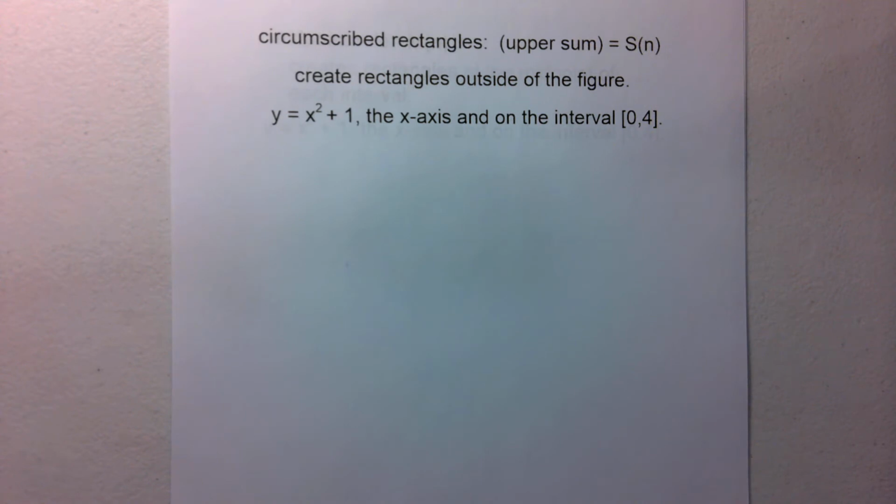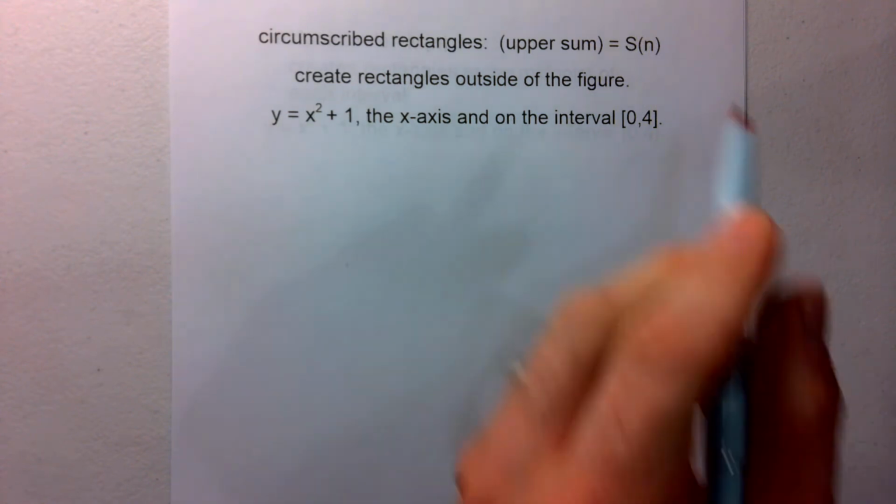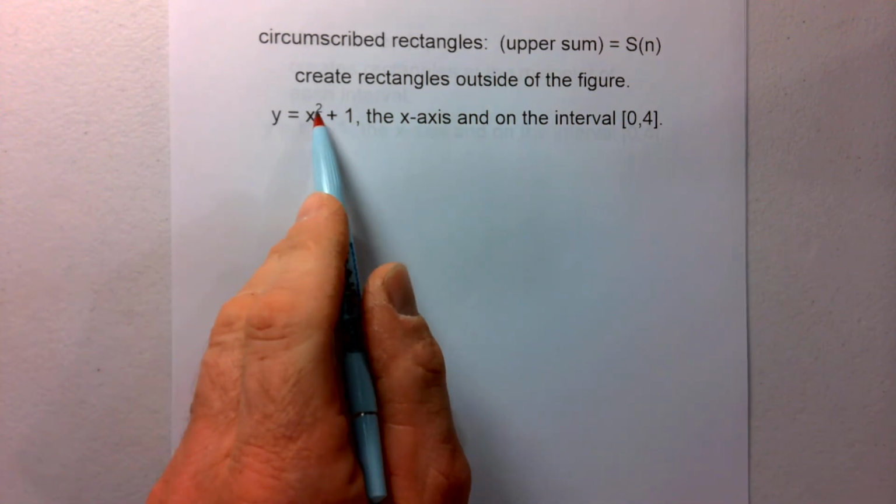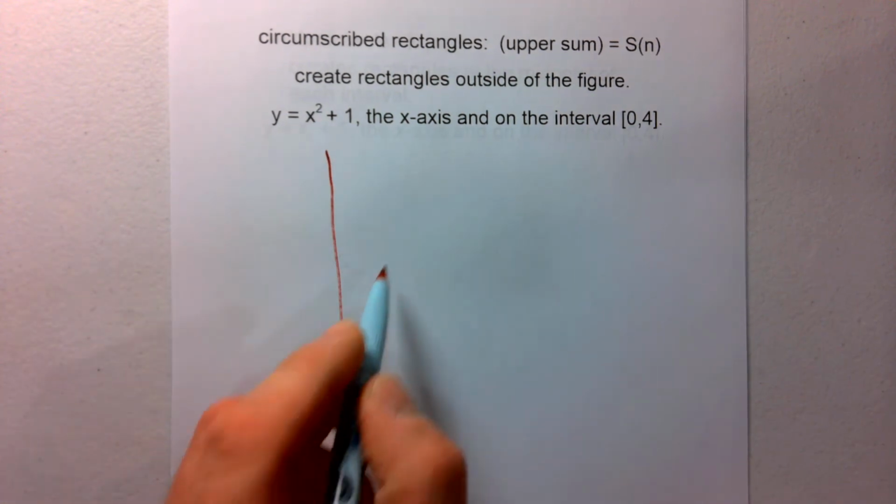The next method I want to look at is the circumscribed rectangles, or the upper sum. And we denote this as a big S of n. So I'm going to use the same equation.